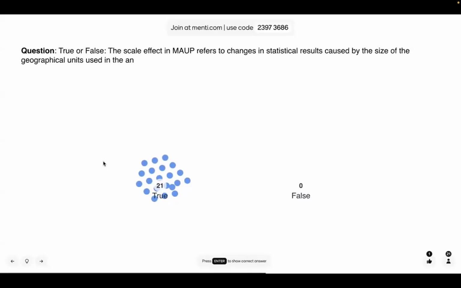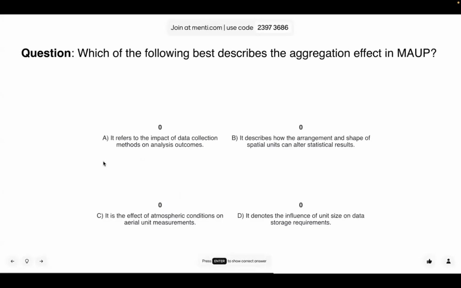Another little quiz for you guys. Which of the following best describes aggregation effect in the MAUP? Remember, this aggregation effect is also known as the zone effect. A, does it refer to the impact of data collection methods on analysis outcomes? Or B, does it describe how the arrangements and shapes of spatial units can alter statistical results? C, is it the effect of atmospheric conditions? Or D, it denotes the influence of unit size on data storage requirements.